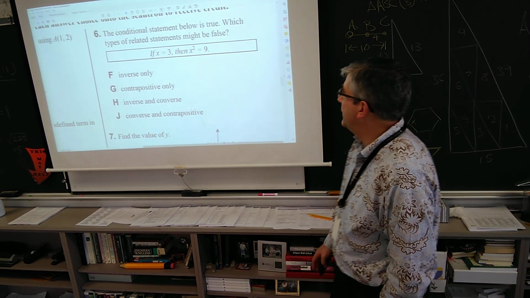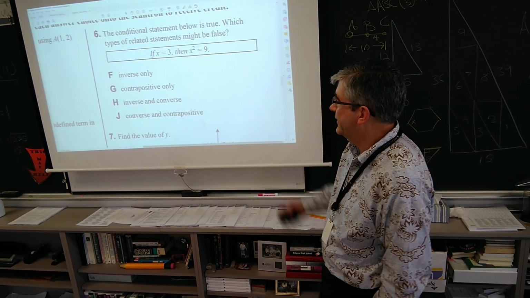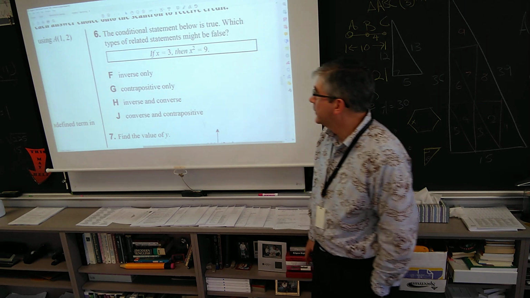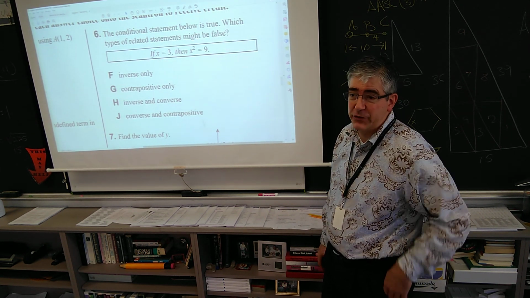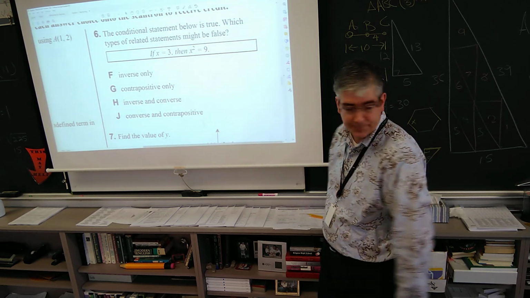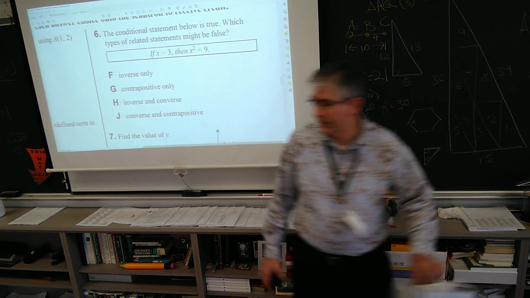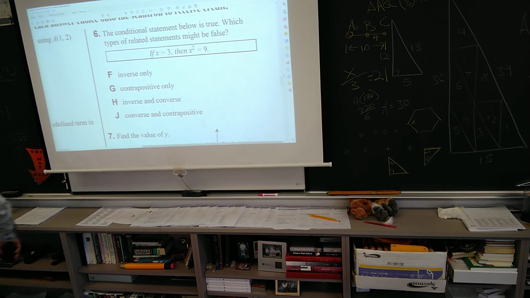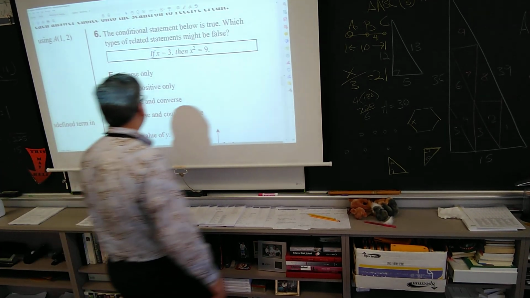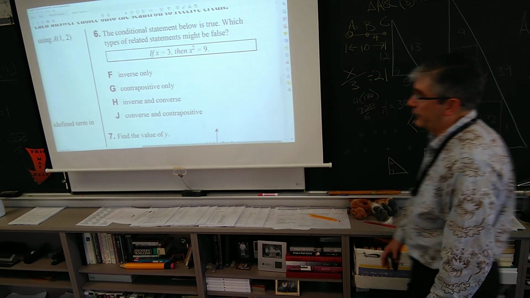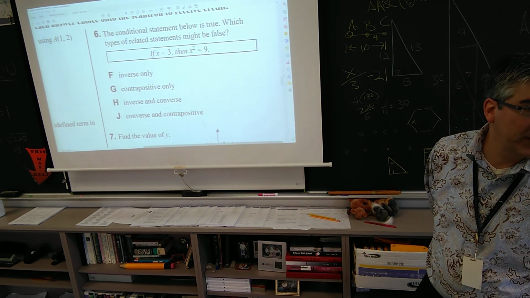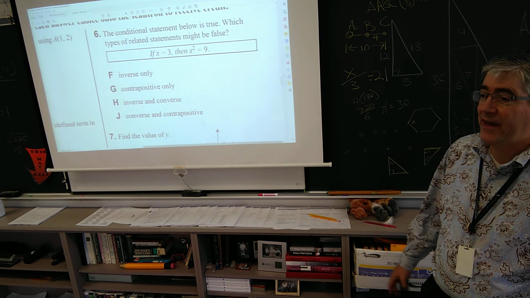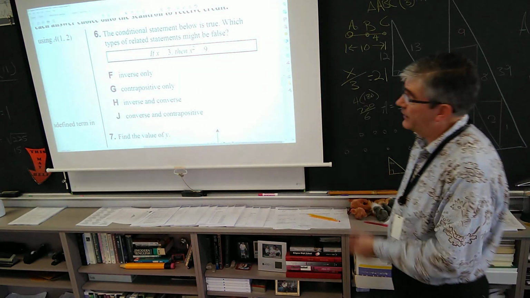So the conditional statement below is true. Well, that means its converse will be true. Which types of related statements might be false? Well, the inverse and the converse always go together. So we look at this statement. If x is 3, then x squared is 9. That's true. Is that the only way you can square something and get 9? No, you could take a negative 3 times a negative 3 and also get 9.